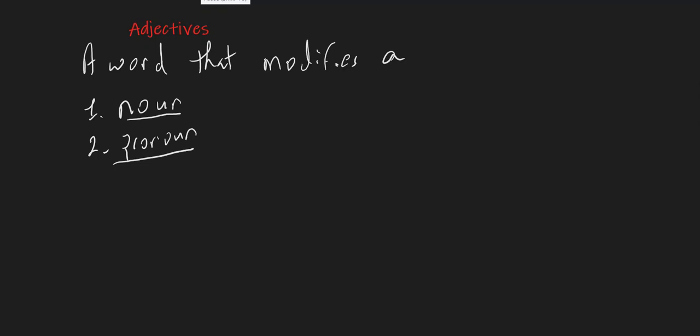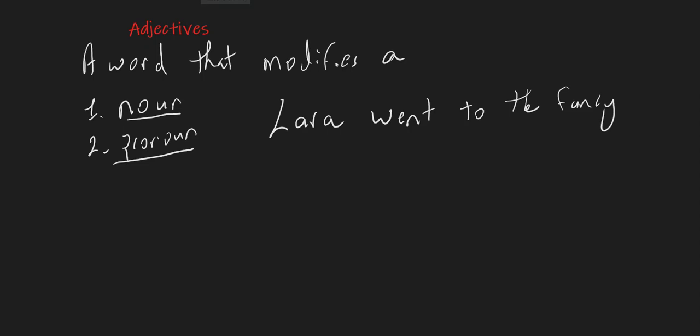Example: Laura went to the fancy store. So the noun store is being modified by a word which tells what kind of store. So fancy in this case is an adjective that modifies store, which is a noun.